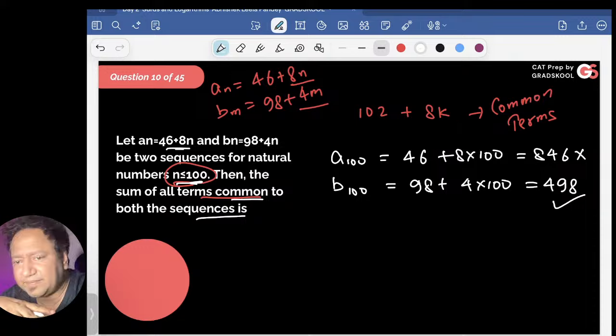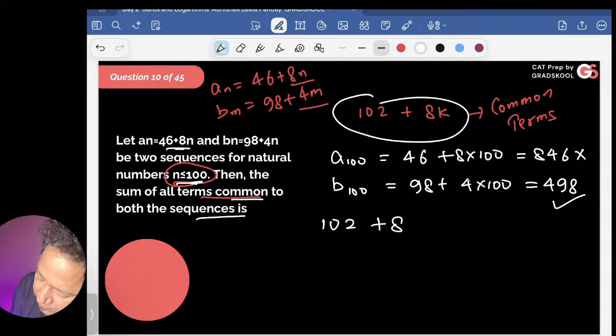Is that clear, everyone? See, the series an goes up to 846, while series bn goes up to 498 only. If you want to find the sum of common terms, दोनों में common तभी होंगे जो 498 को cross ना करे. Is that right? 498 should not be crossed. So this 102 plus 8k should not cross 498 under any circumstance. That is how we're able to find the value.